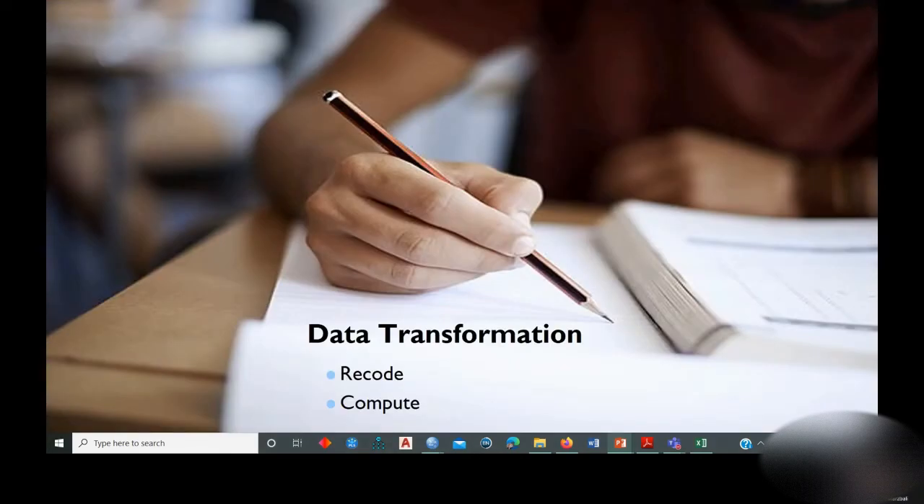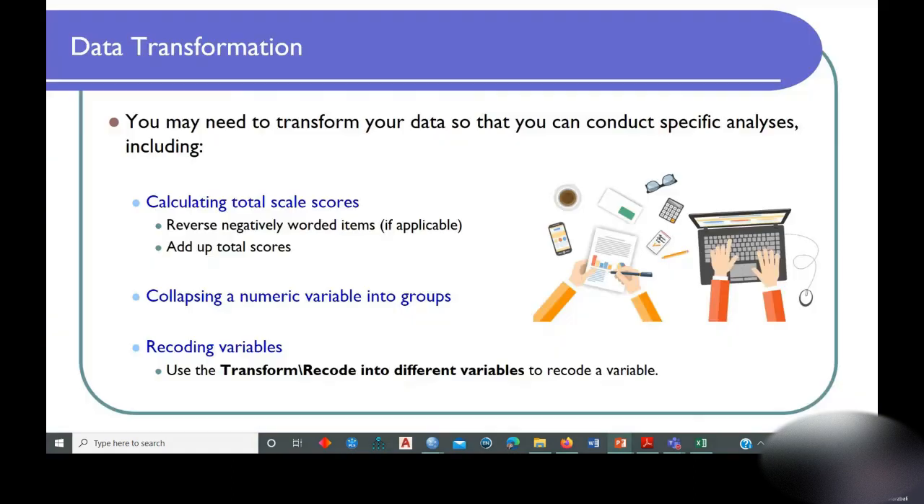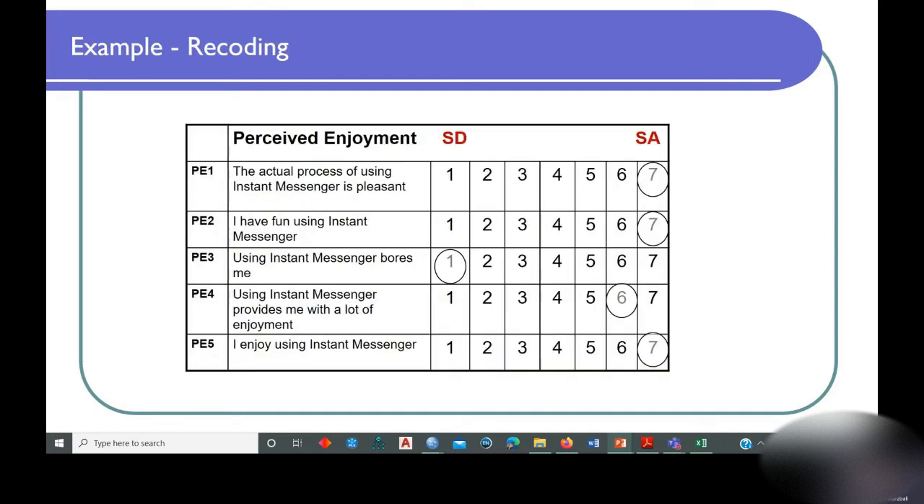All right. So next topic is data transformation, including recode and compute variables, okay? So you may need to transform your data so that you can conduct a specific analysis, including calculating total scale scores, collapsing a numeric variable into groups, and recoding variables. Okay, so let's look at an example of how it works.